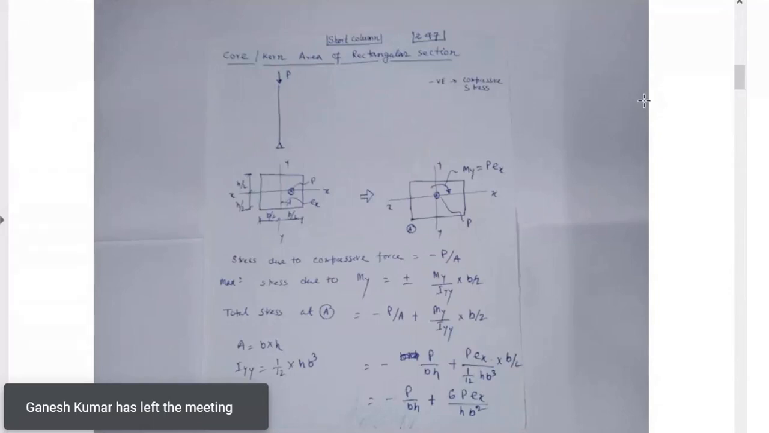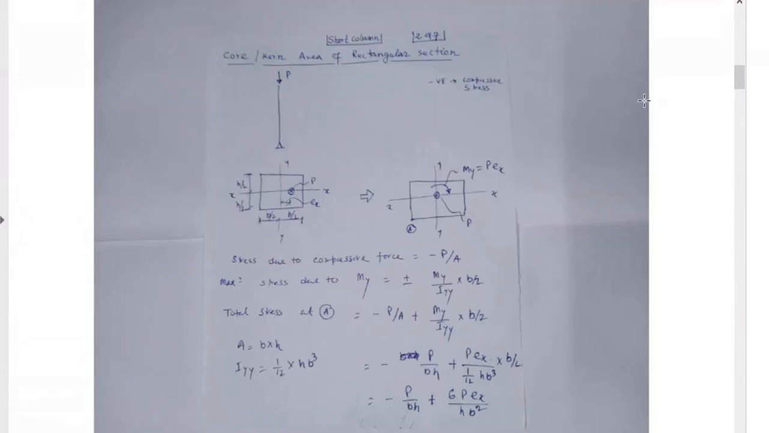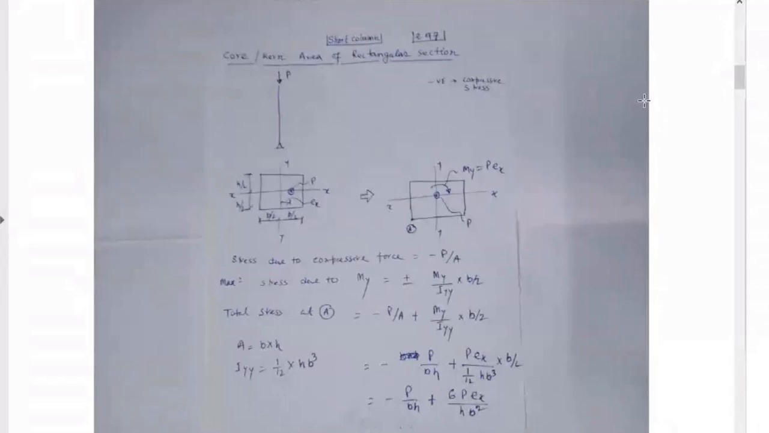Now we take the example of a rectangular cross section to find out the core area or the kern area. In this figure, the cross section of the column is B by H. We consider the X and Y axes as reference axes. Basically, these X and Y axes are the two principal axes of this rectangular cross section.